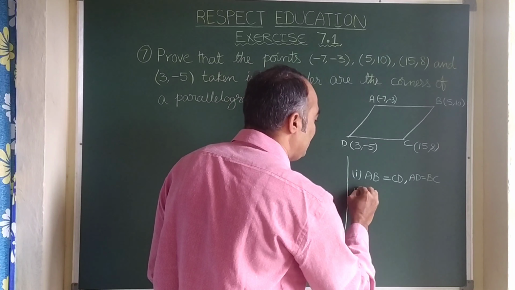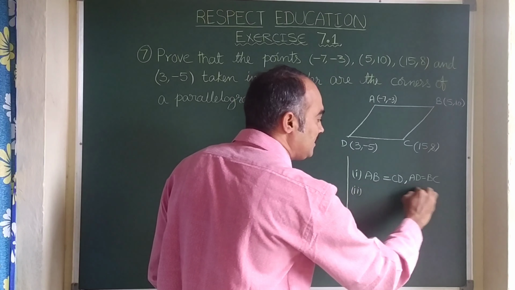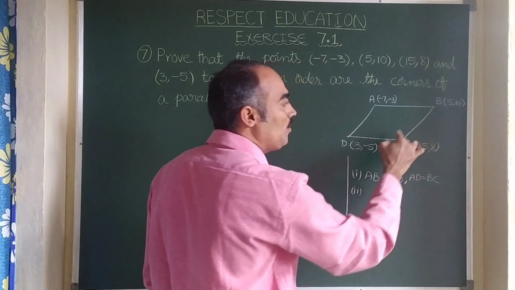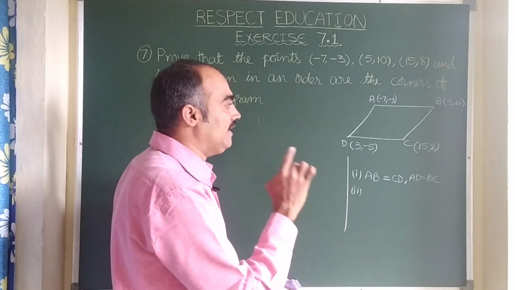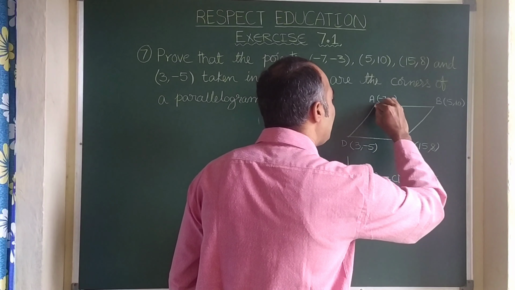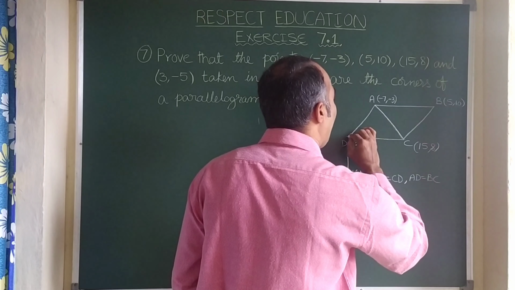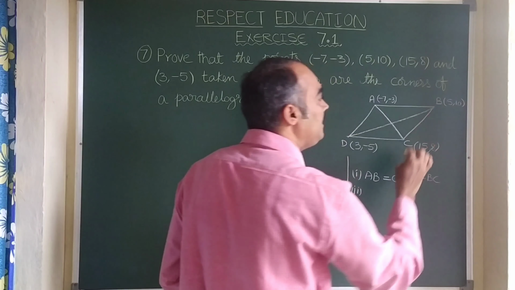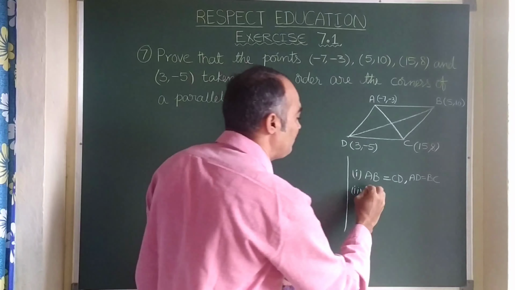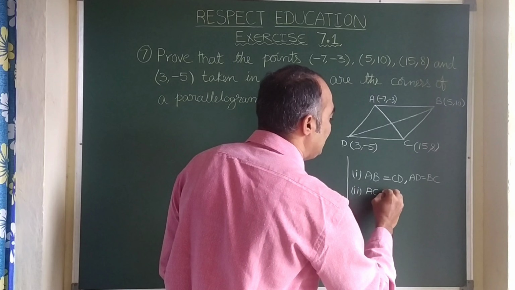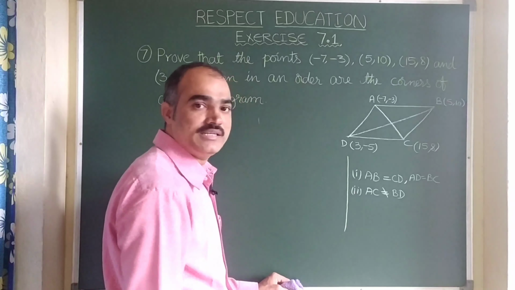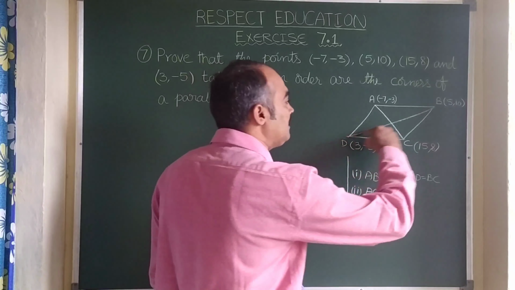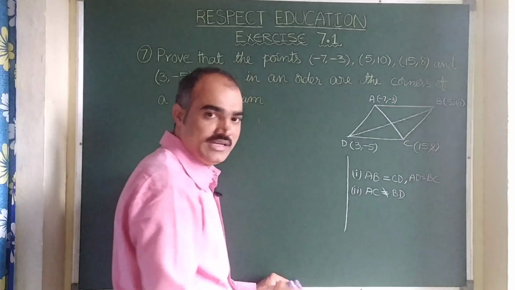And the second one: the opposite pairs of sides are equal. The next thing is that the diagonals AC and BD are not equal. AC is not equal to BD. It shows that the lengths of the diagonals are not equal.